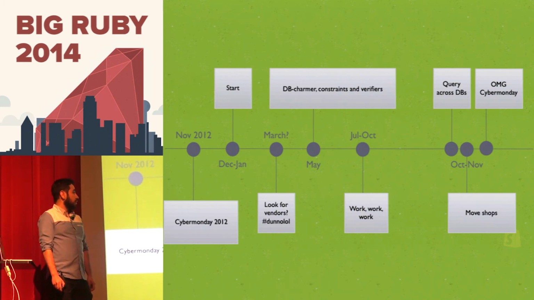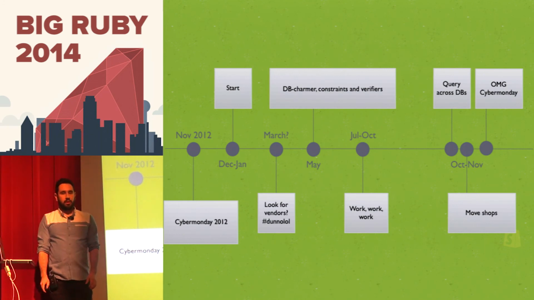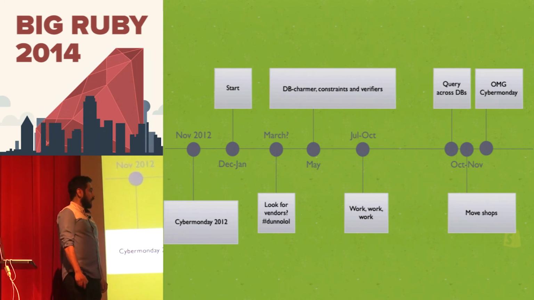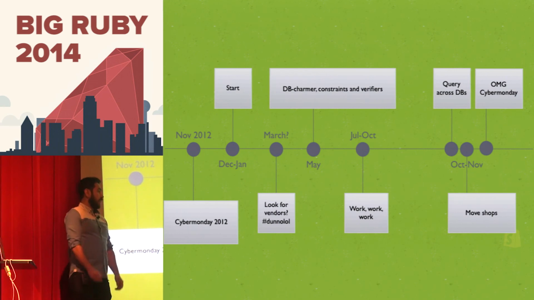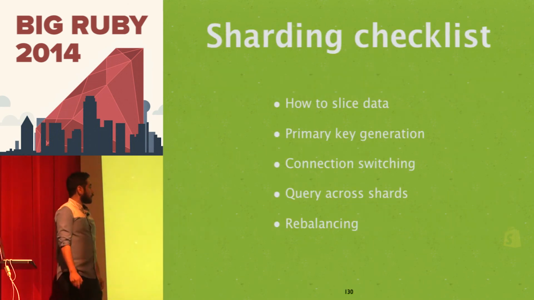We came up with the constraints and verifiers, and then we worked from May until almost October only making the code ready for the actual sharding. Then somewhere in October, we came up with the API to query across DBs and the mover. The actual moving of shops, in preparation for Cyber Monday, happened in October and November.